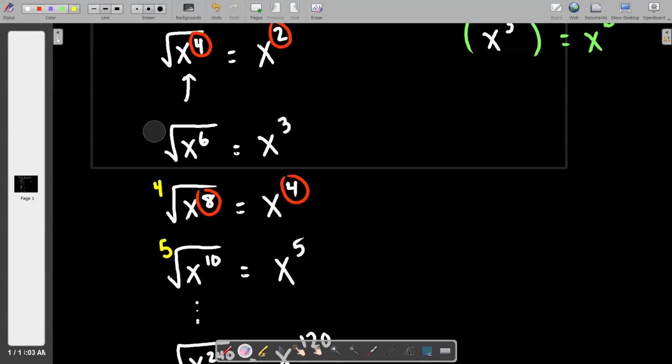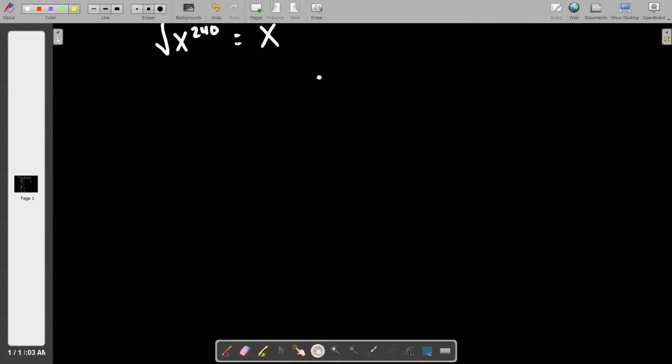Which, of course, now begs a very simple and logical and necessary question. What happens if you can't divide the exponent by 2?